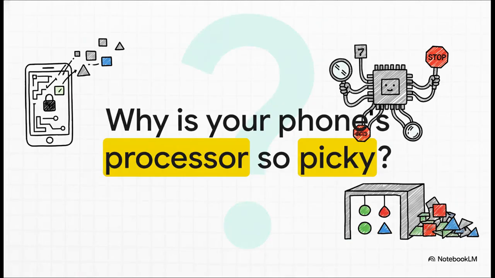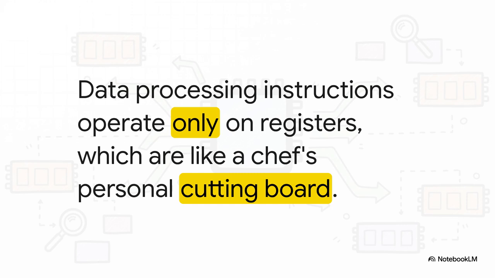So, to get our heads around this language, we first have to ask a pretty simple question. What's the deal with your phone's processor? Why is it so picky? Turns out it has some really strict rules about how it's willing to handle your data. The best way to think about it is this. Your processor is like a brilliant master chef. The chef is unbelievably fast, but they've got one non-negotiable rule. They will only work on ingredients that are placed right there on their personal cutting board.